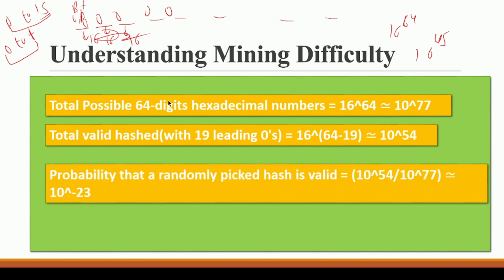Now look at the probability of picking a random hash from this large area, that is 10 to the power 77, which has all the possible hashes, and this is the small area having a small set of valid hashes. So the probability of finding a particular hash that is a solution to your problem is 10 to the power minus 23, that is 0.000000 up to 22 zeros, something like that. So this is a very small number.